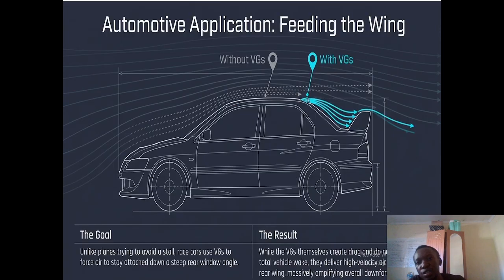Also in vehicles, the spoiler at the back is more like a wing, so it needs some air from the back. Without these vortex generators, the air can produce a separation bubble here, but the vortex generators allow the air to stick to the floor, allowing it to pass through the spoiler and producing that downforce. The spoiler is like an inverted wing, producing that downforce that makes the car stick to the ground.